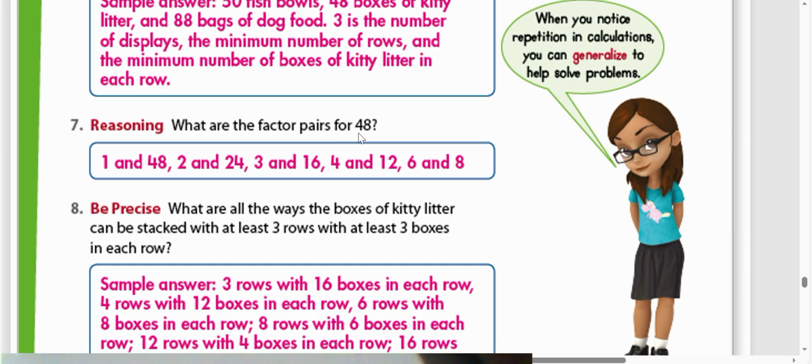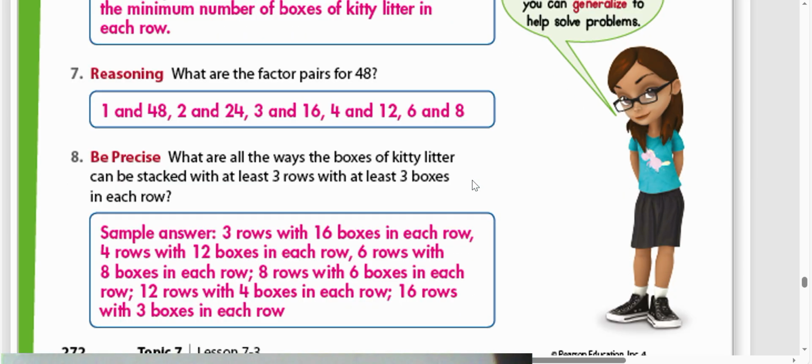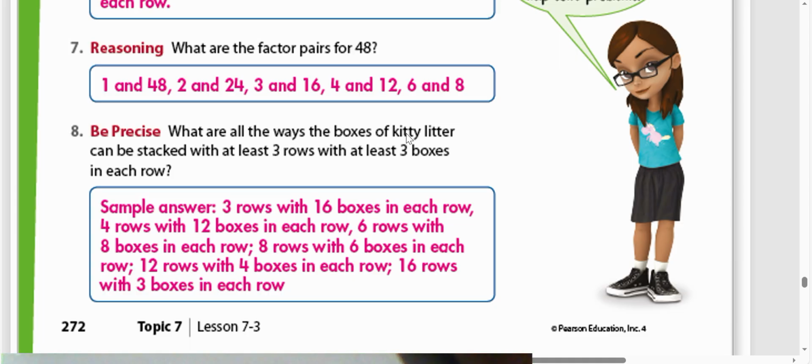What are the factor pairs for 48? We know 1 times 48 equals 48, 2 times 24, 3 times 16, 4 times 12, and 6 times 8 also. What are all the ways the boxes of kitty litter can be stacked with at least 3 rows with at least 3 boxes in a row? We can write 3 rows with 16 boxes in each row, 4 rows with 12 boxes in each row, 6 rows with 8 boxes in each row, and also 8 rows with 6, because 6 times 8 equals 48.